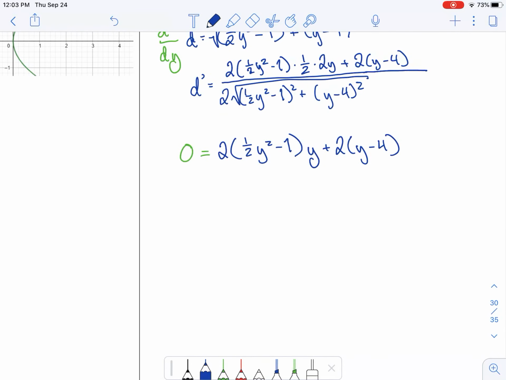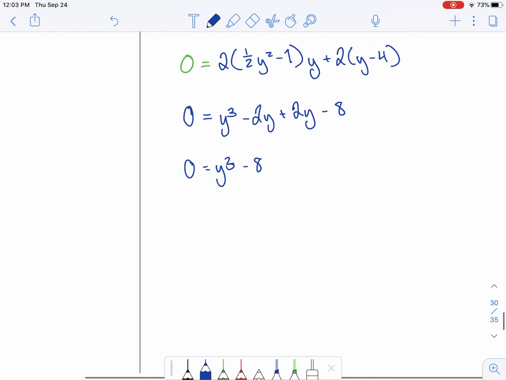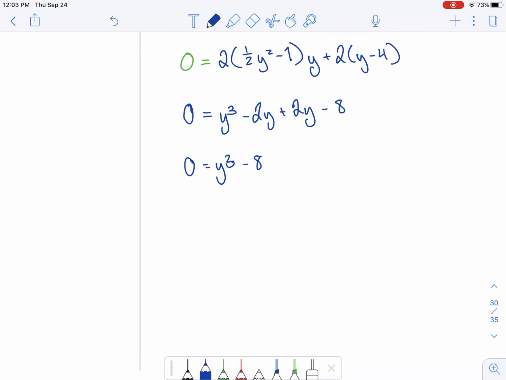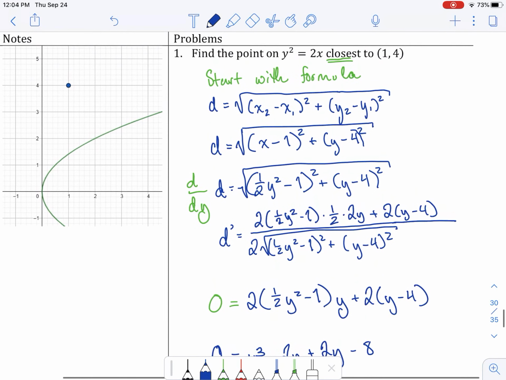We're going to distribute and simplify a little bit farther before we start solving, and I'm going to get that 0 is equal to y cubed minus 2y plus 2y minus 8. The 2y terms cancel out, so 0 is equal to y cubed minus 8. Now we're at the point that we can solve. We add 8 to both sides. y cubed is equal to 8. So then y is equal to 2.